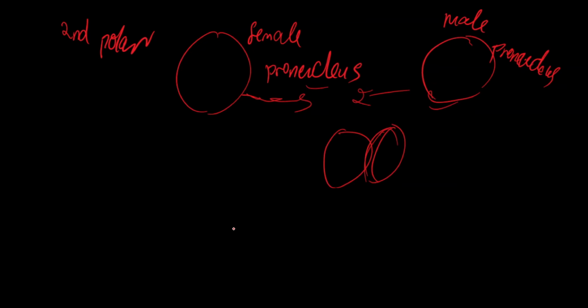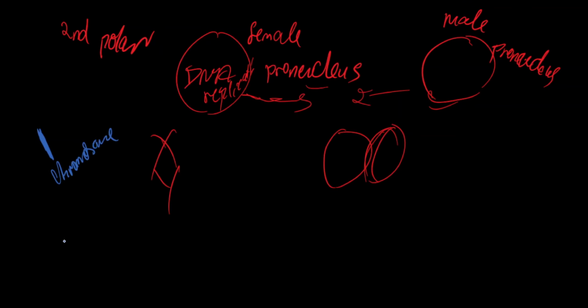But of course, before this intermingling happens, it's important for us to take note of the fact that DNA replication actually takes place in each of the pronuclei. So each of the chromosomes is represented as two chromatids. Just as an aside, it's important for us to take note of the fact that a single chromatid is referred to as a chromosome, and a dual chromatid is also referred to as a chromosome.